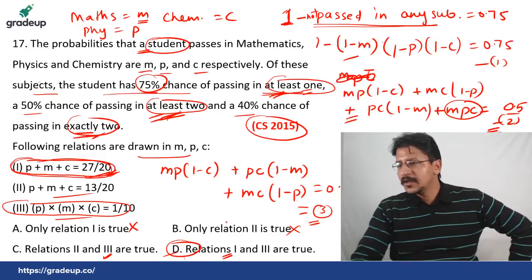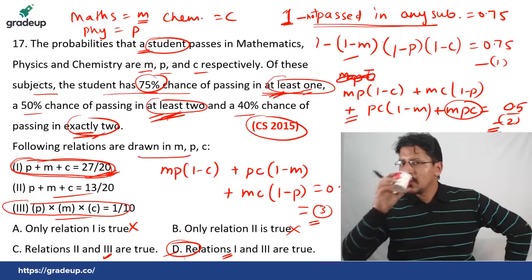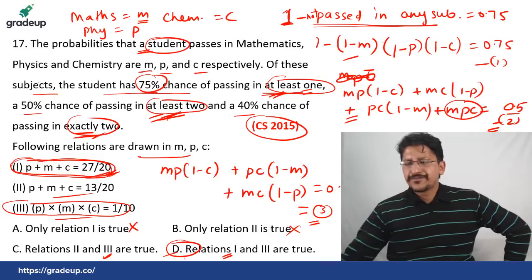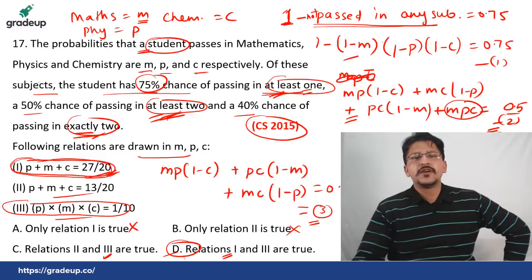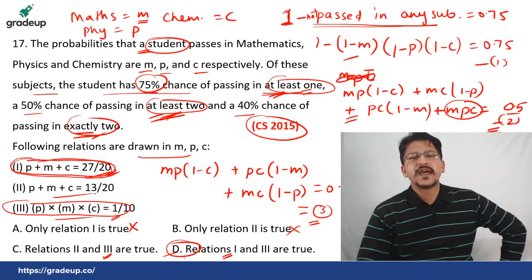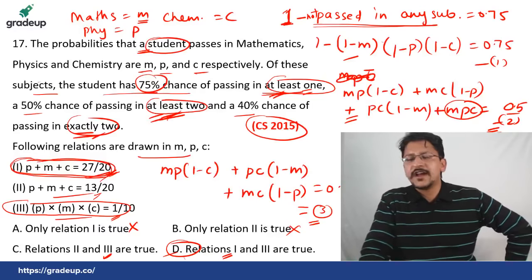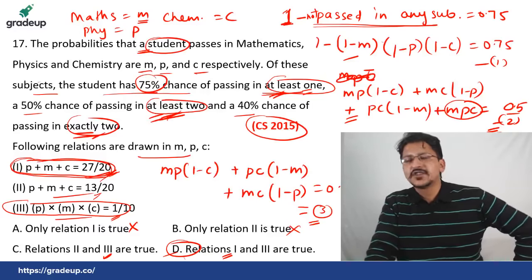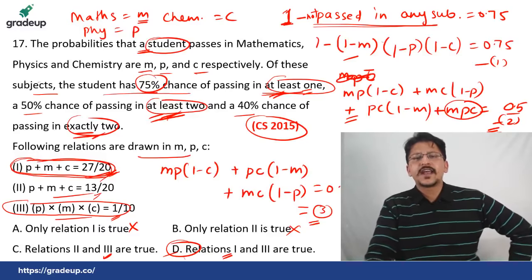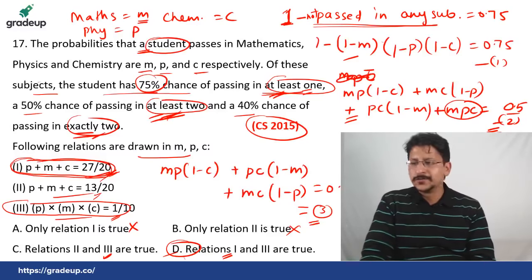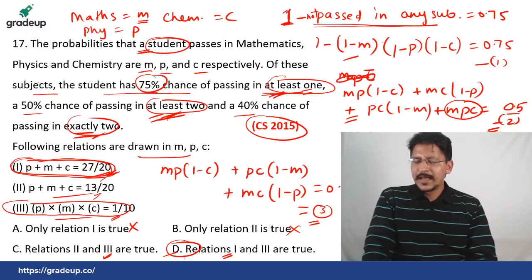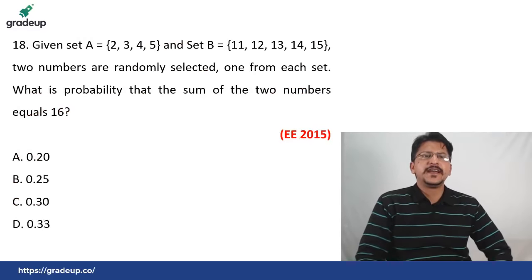Okay, any problem? But by the Venn diagram, you won't be able to find out these kinds of relations, because we have to find out these relations. That's why we are using this one. Okay, you can try it with Venn diagram also. I have tried it with this one, because by using the Venn diagram, you won't be able to get these kinds of values. Okay, next, question number 18.